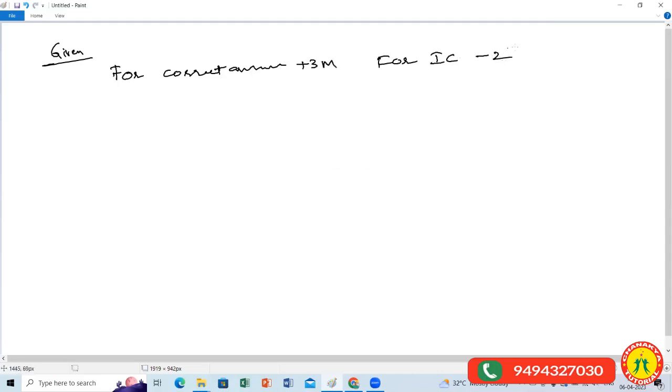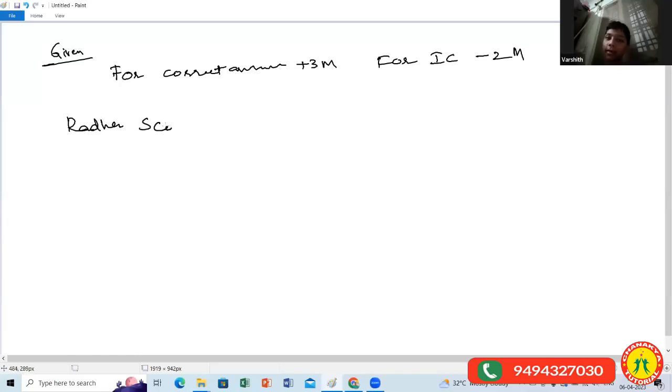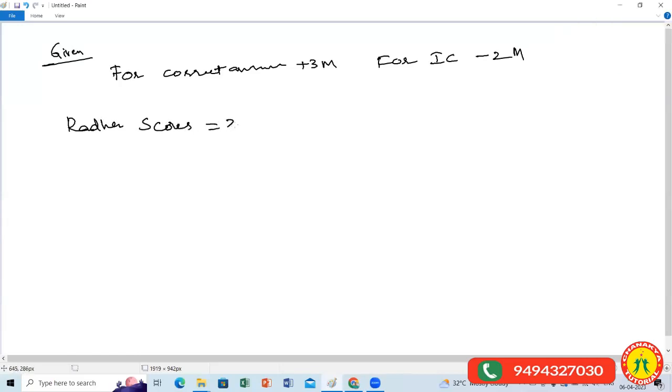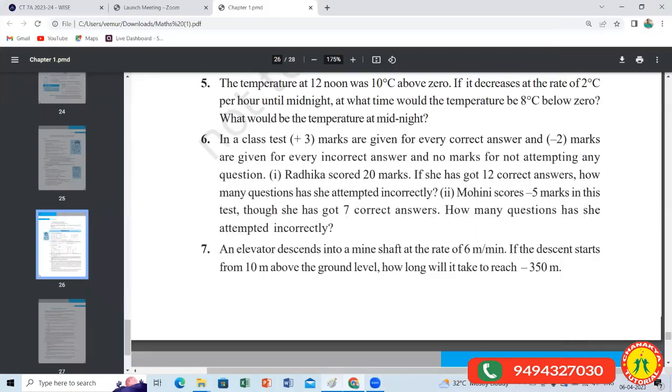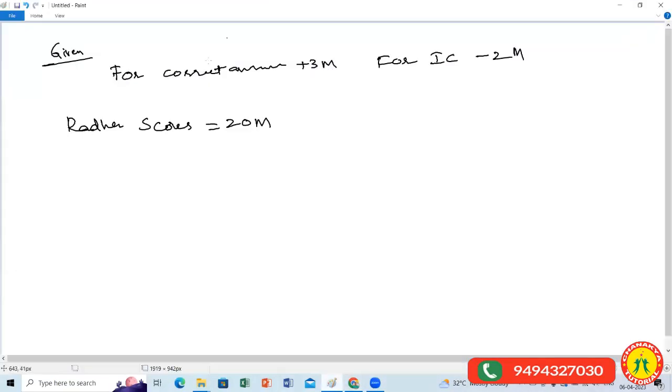Okay. What about Radha? Radha scored how much? Ma'am, 20 marks. She did how many correct? Ma'am, 12. So you should find out how many incorrect. 12 correct answers. How many attempted incorrectly?